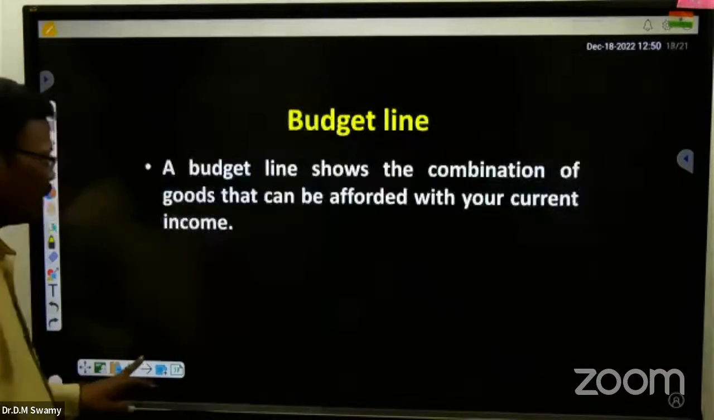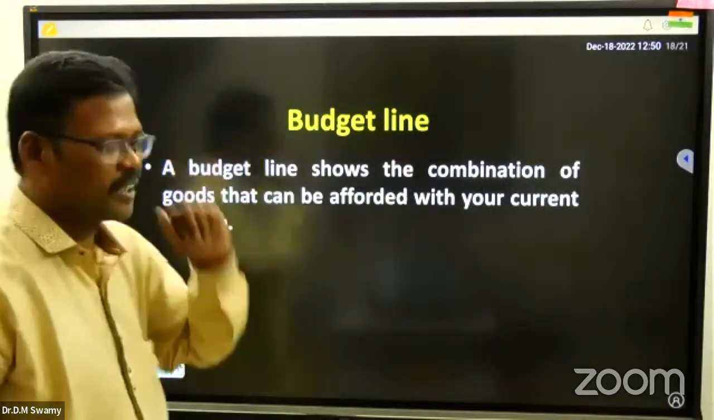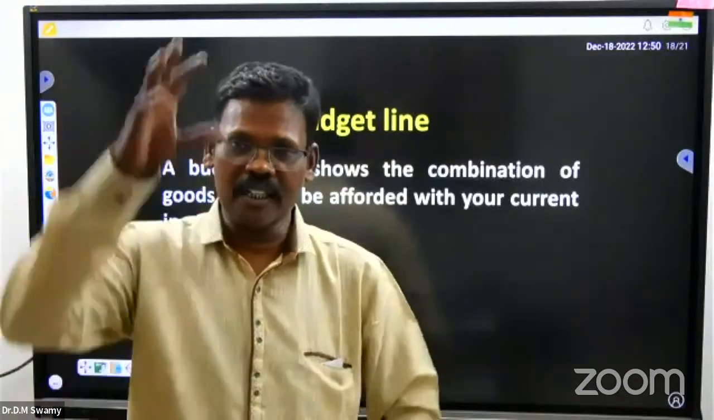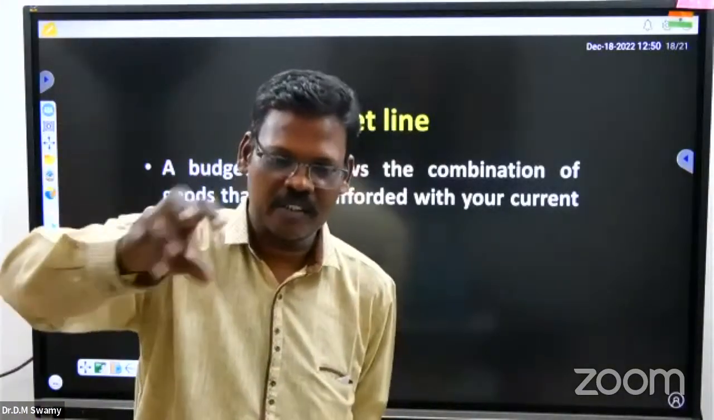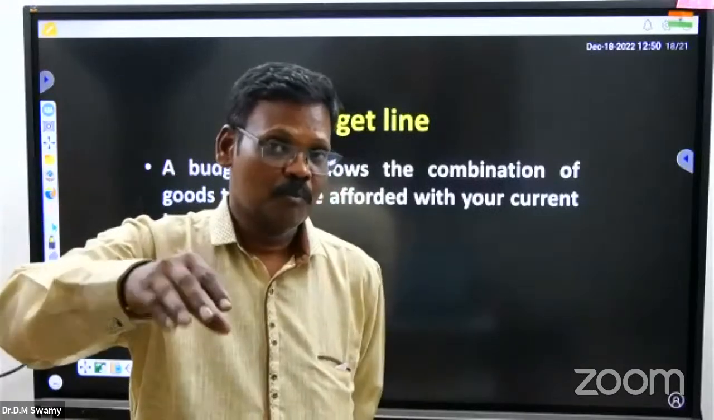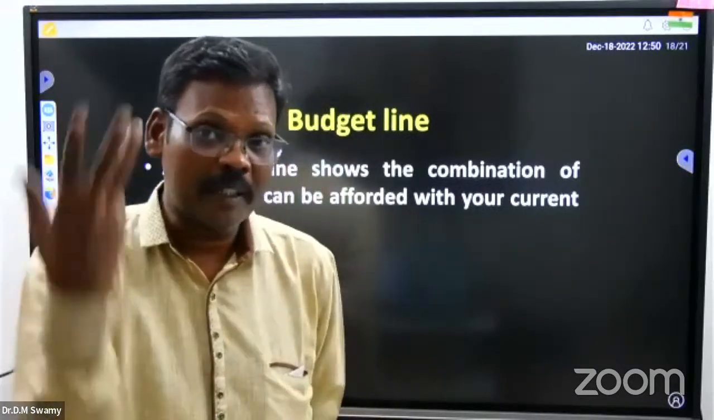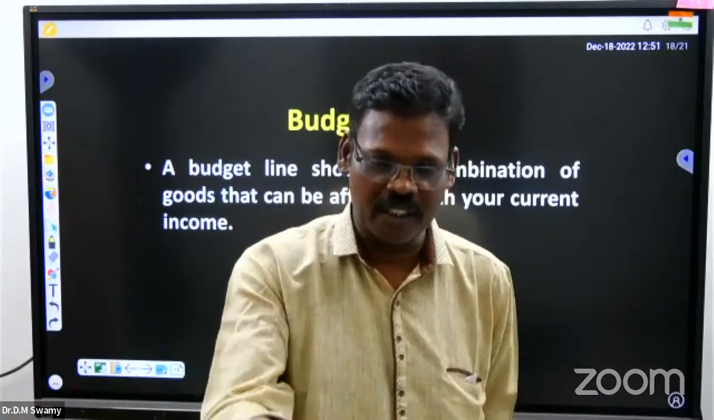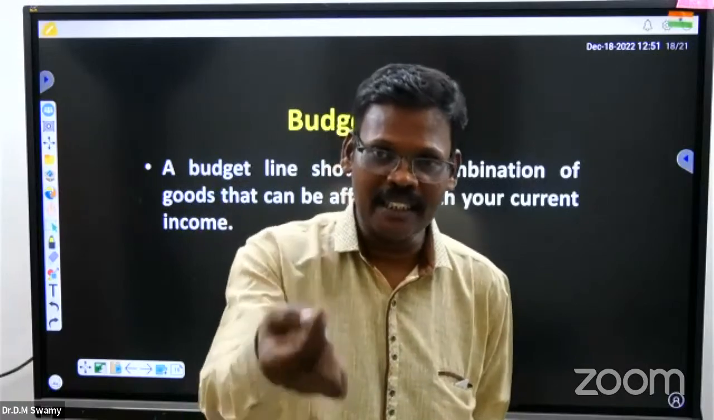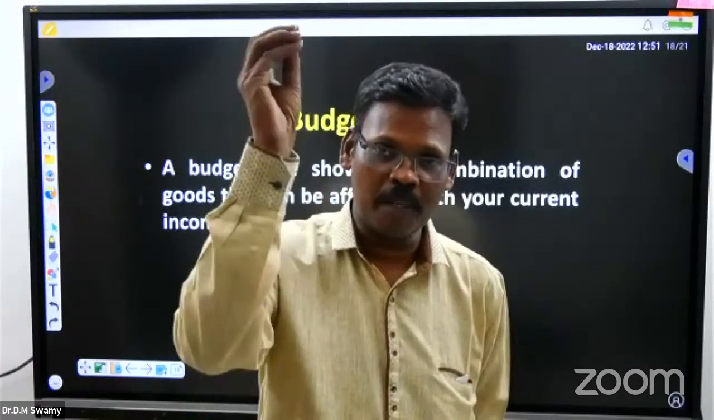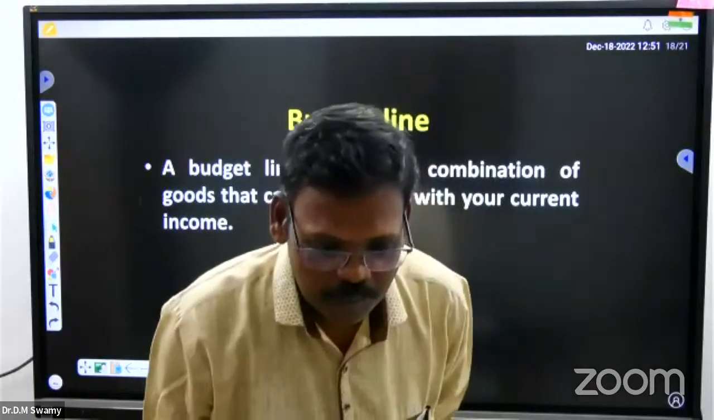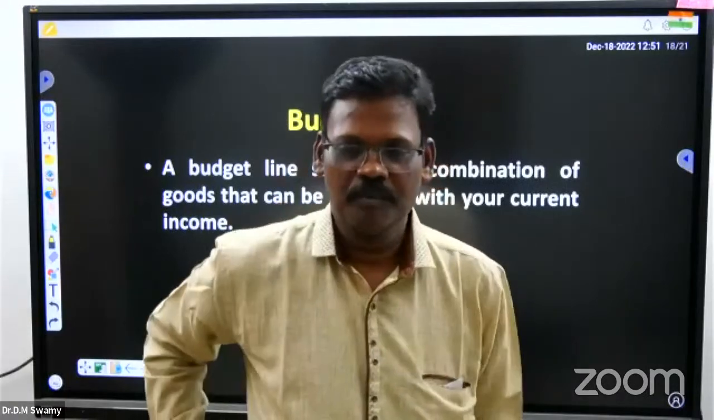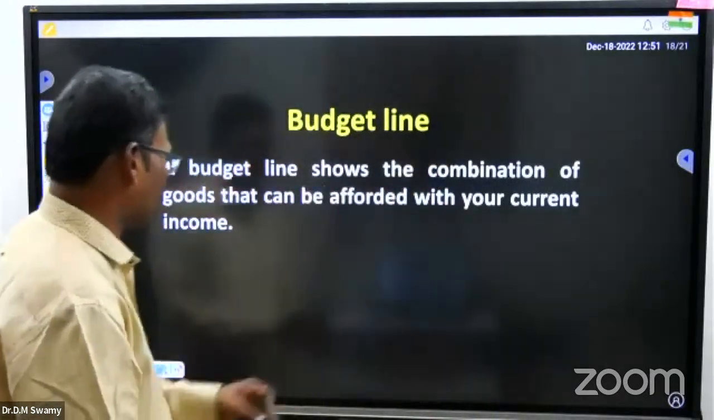When we are talking about the indifference curve, definitely we have to talk about the budget line, because the indifference curve explains the level of satisfaction after consuming goods. To consume goods, first we have to purchase the commodities, no? To purchase them, money is required. How much money do you have, and what are the prices of both commodities? Based on that, we can draw the budget line.